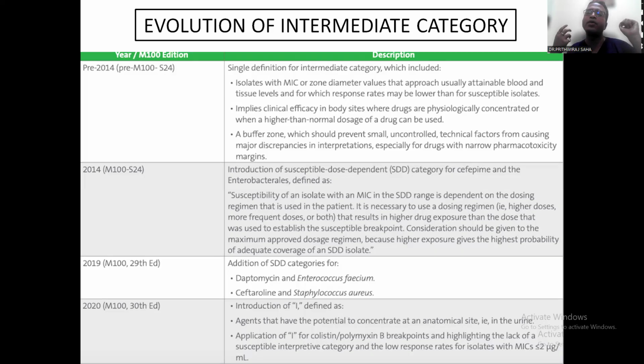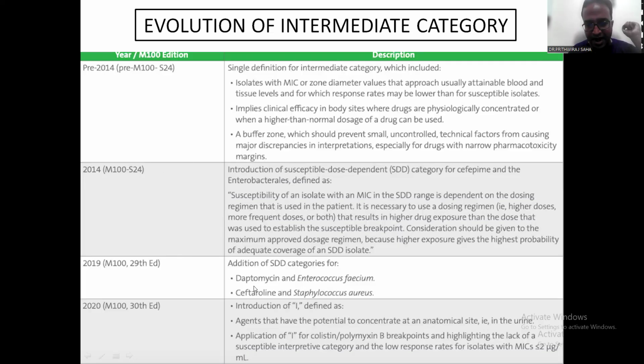So if it had been a blood infection, you wouldn't have used levofloxacin. But if you have a UTI, a urinary tract infection, and levofloxacin is termed I, then you can increase the dose from 500 to 750 mg OD and use it for a UTI, because if it is an I, the drug would get concentrated in the urine and achieve that amount of MIC which will guarantee you a success, right? So in 2014, CLSI came with this definition.